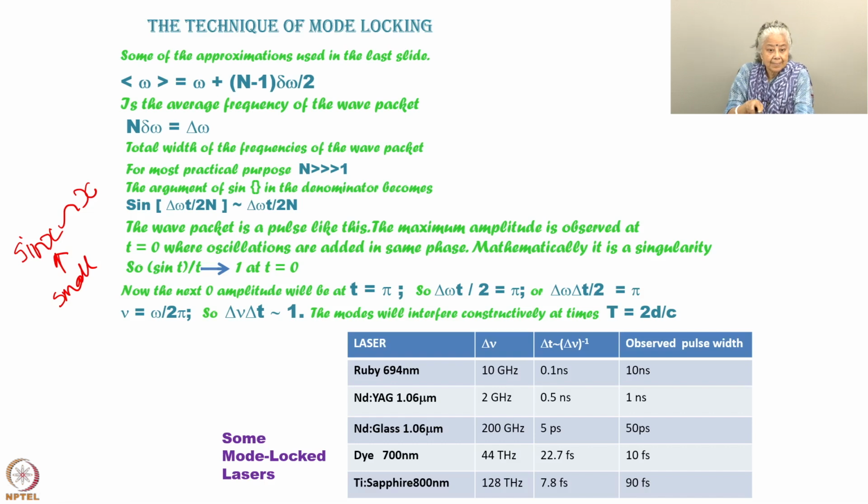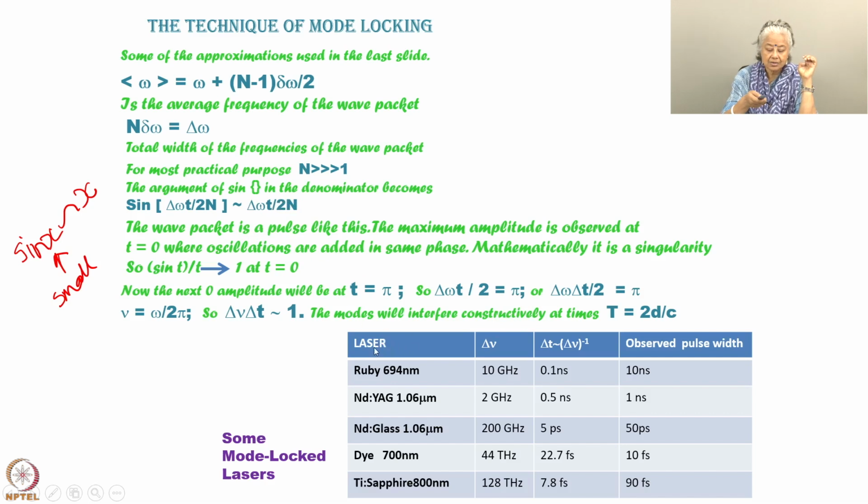Now, what I want to say is, t is equal to 0. Now, the next 0 amplitude, when does it become 0 again? It will be at t equal to pi, because sin pi is 0. So, the whole thing will become 0, that whole sine part of the function. So, delta omega t divided by 2 will be equal to pi.